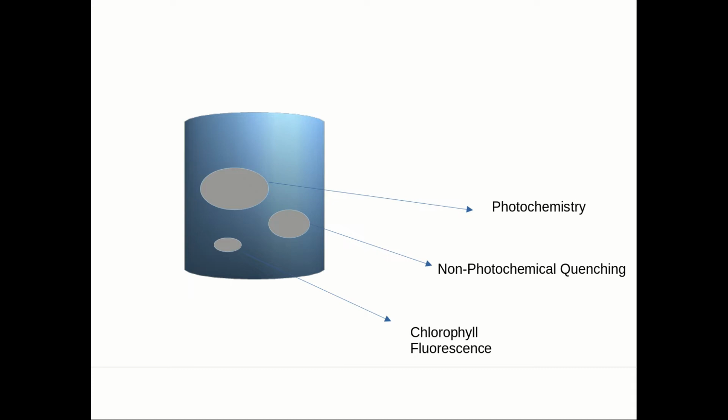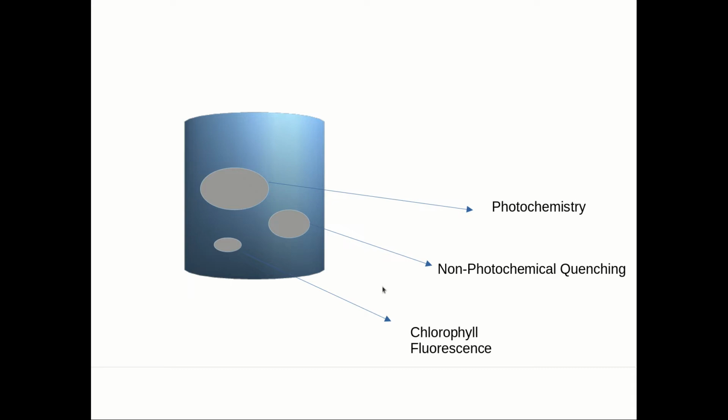And in order to prevent that energy from being dissipated in an uncontrolled fashion, plants have several processes that they can use to dissipate the energy in a more controlled way. And we can lump those together and call them non-photochemical quenching. So basically, the excited state of the chlorophyll is quenched, but not through photochemistry, so we call it non-photochemical quenching.